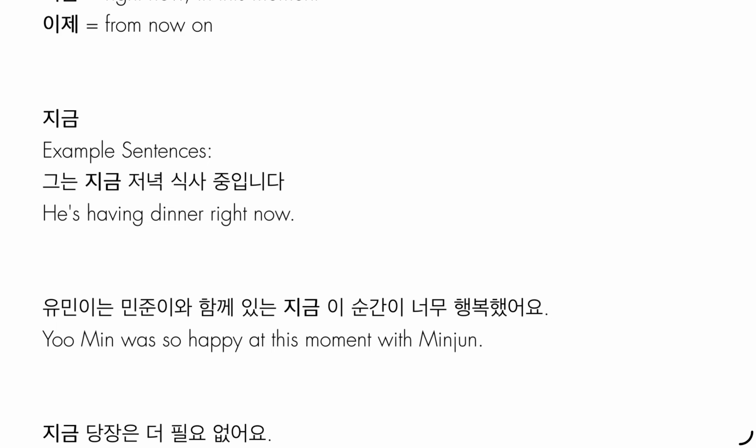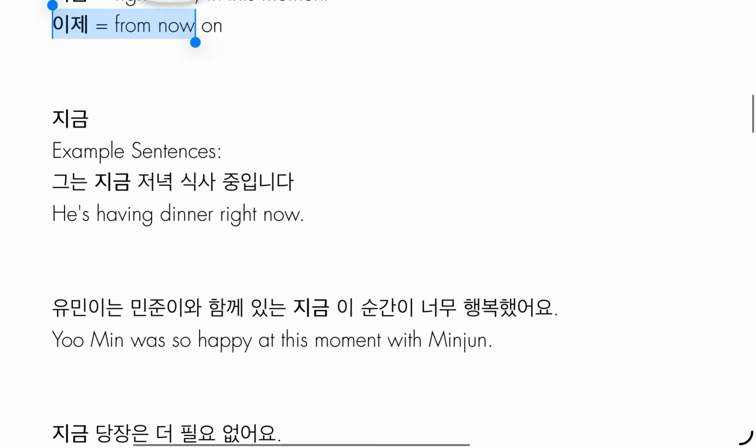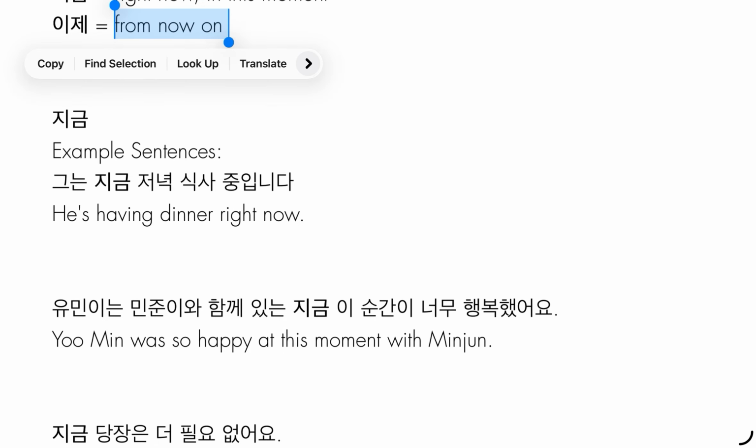So they have one meaning in common, which is right now. And then the meaning that they have that's different with 이제 is from now on. So it has both of those meanings. Just usually when we're seeing it with this meaning. So you might see them used interchangeably sometimes, but most of the time, this is going to be the difference we're looking for. Hopefully that wasn't too confusing, but I have some examples, so let's look at the examples.